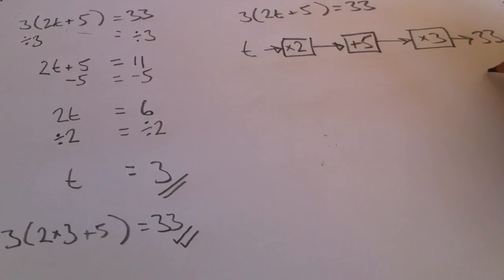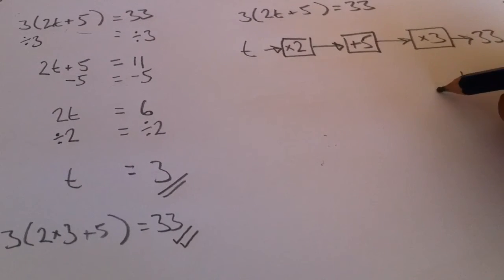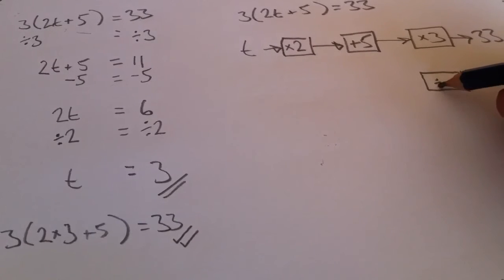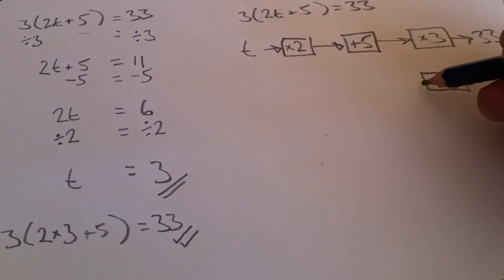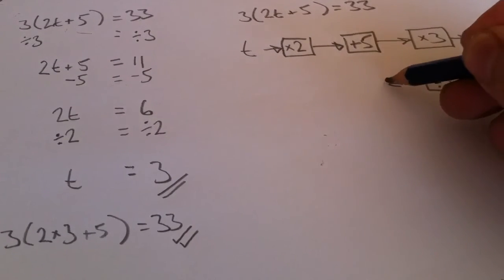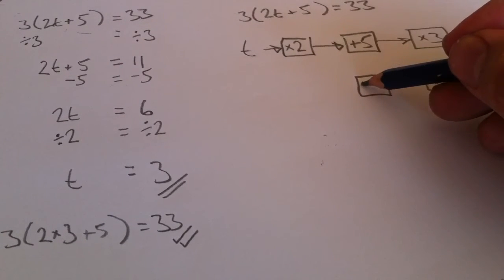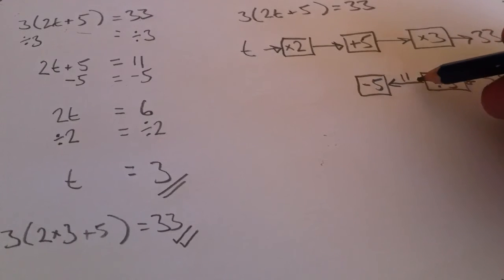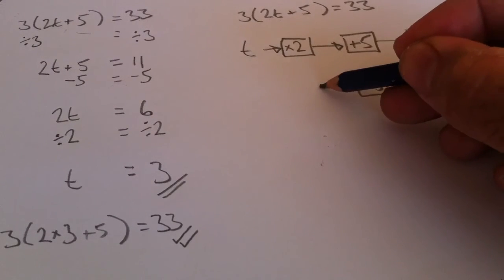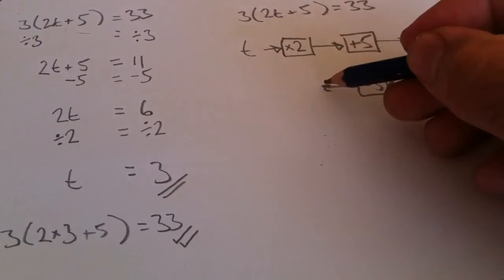So we can work our way backwards now with that 33, and we could say to ourselves, well, the opposite of times by 3 is divide by 3. So 33 divided by 3, that's 11. Then we look at our story again. We added 5, so on our way to solve the answer, we take away 5, the opposite of that. So 11 take away 5 is 6.